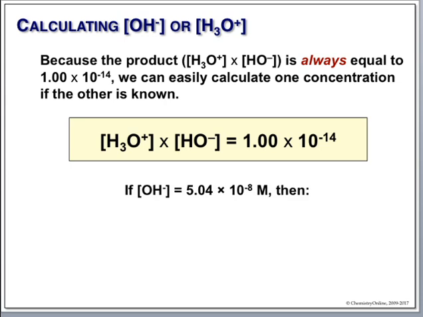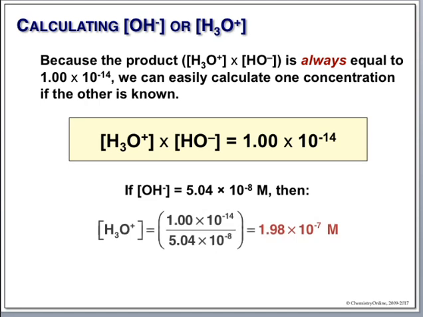So if I tell you that hydroxide is 5 times 10 to the minus 8, what is hydronium? We know hydroxide. We know this, that's a constant. So we simply divide 10 to the minus 14 by this guy. And this is our hydronium ion concentration.